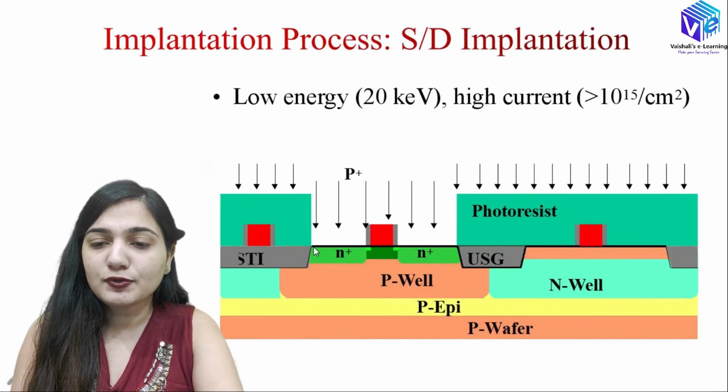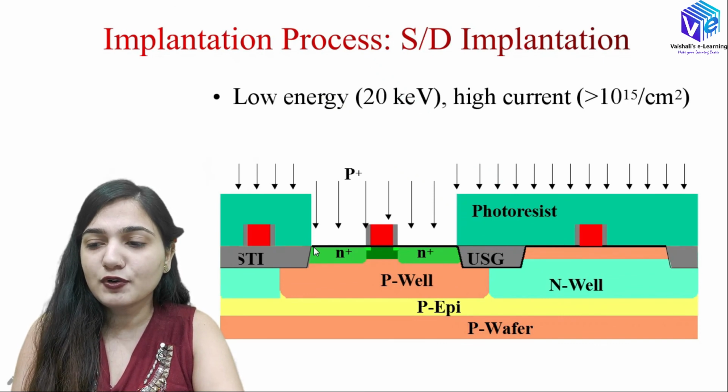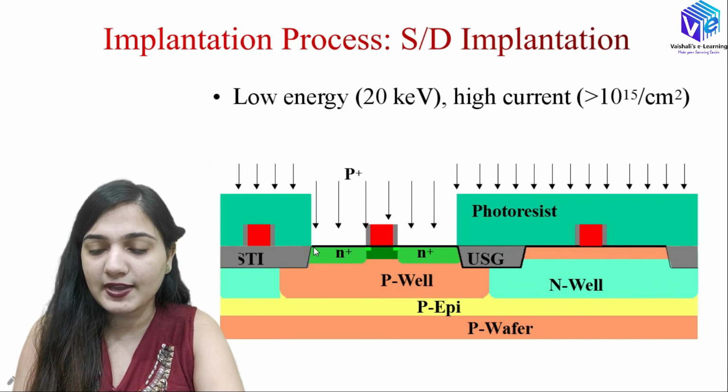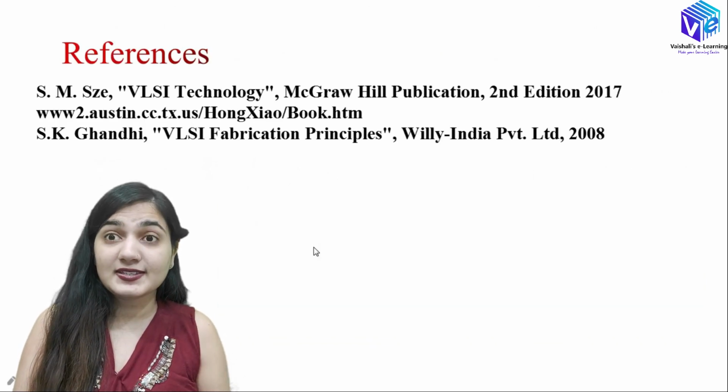Okay, so if I want to dope the source and drain, for the source and drain doping I am using low energy, 20 kilo electron volt, and high current, which is greater than 10 raised to power 15 per centimeter square. Okay, so this current and this energy will implant the source and drain. So these are the references.